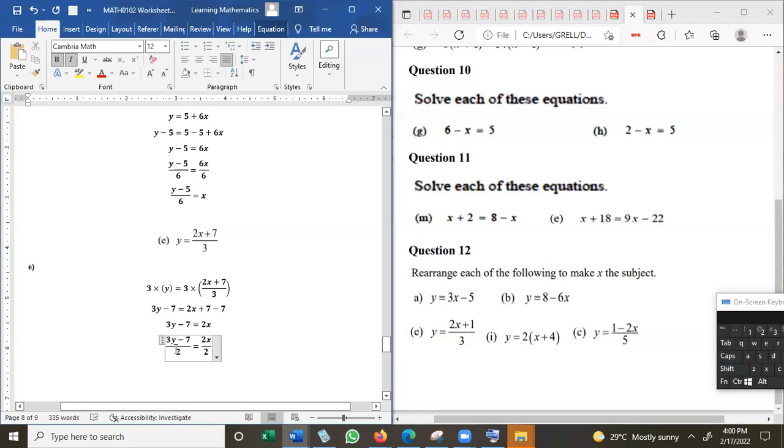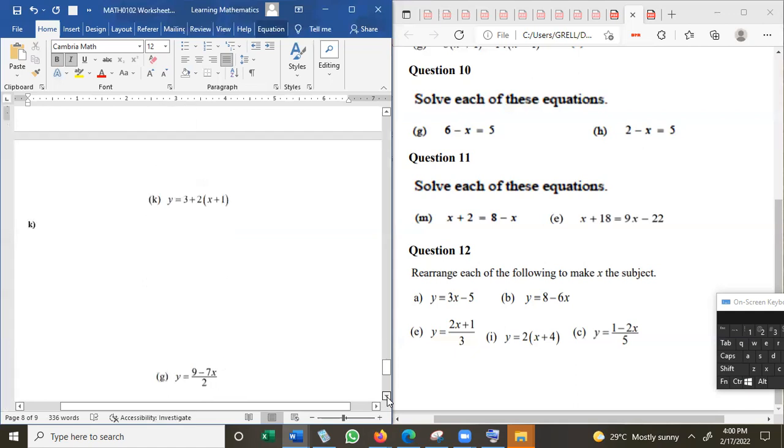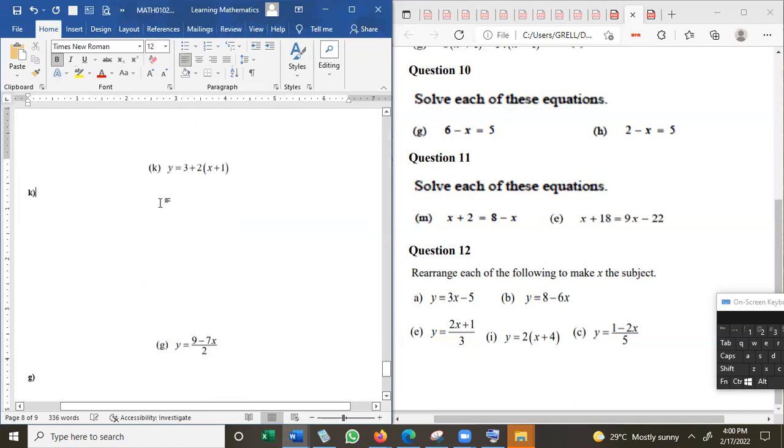And then we are left with x is equal to (3y minus 7) over 2. So as soon as you have a denominator, multiply by it to cancel it out, and then you can do the rest of your canceling out. Here we have an example with a bracket.